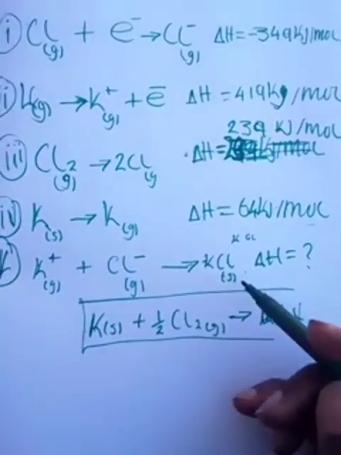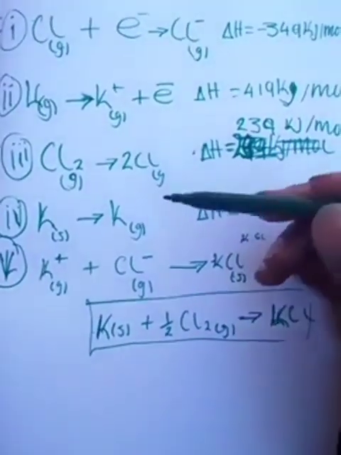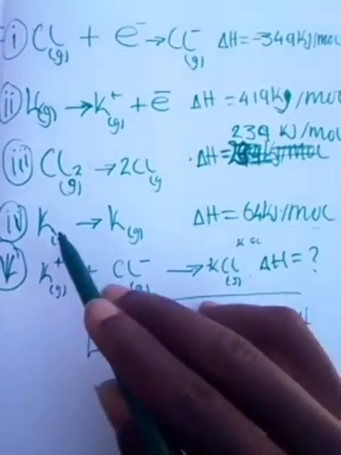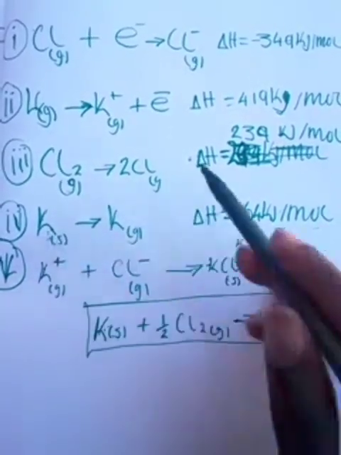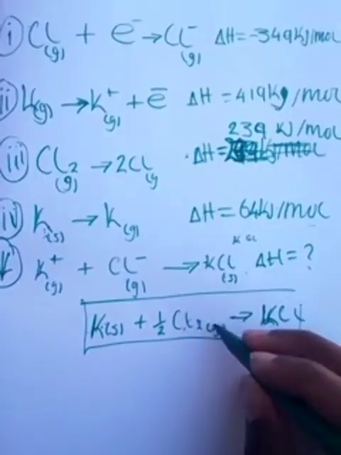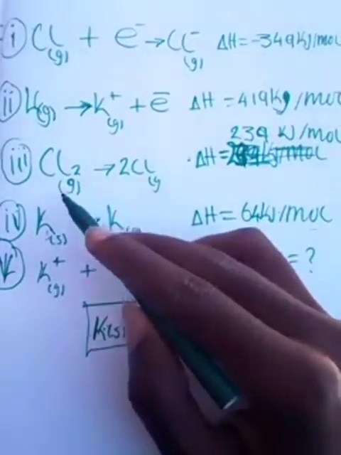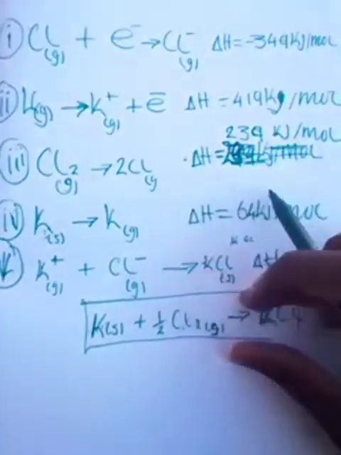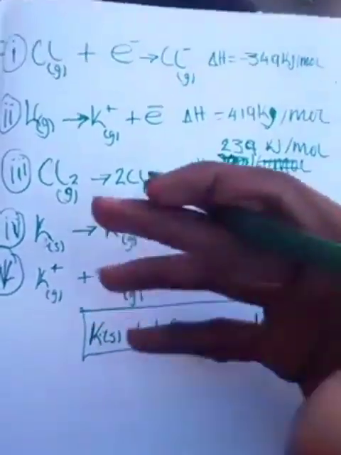Okay. So you're going to see, at first I have K, which is a solid, potassium. It is here, right? And I also have chlorine, Cl2, which is a gas. Where is Cl2, which is a gas? It is here. Now, when I sum them up, they give me exactly this equation here. I hope you've understood this concept.